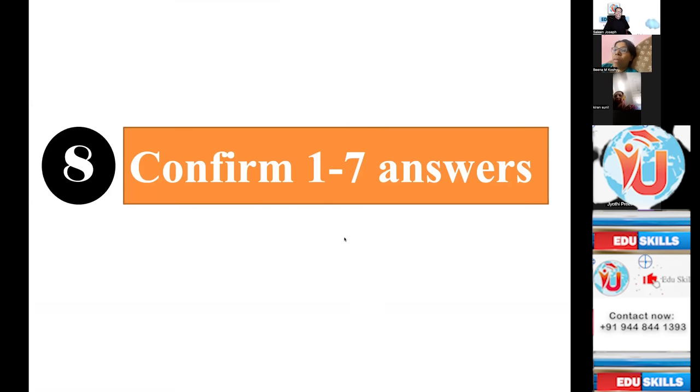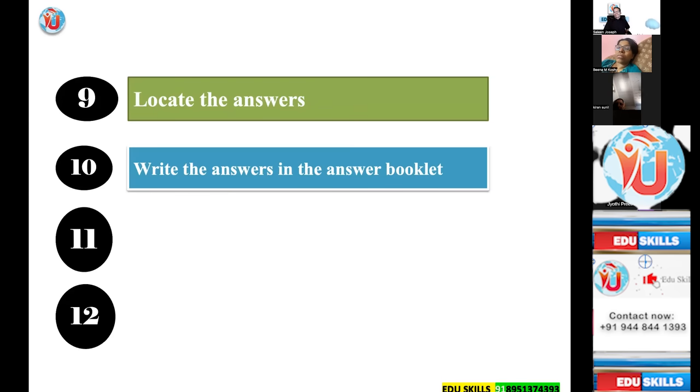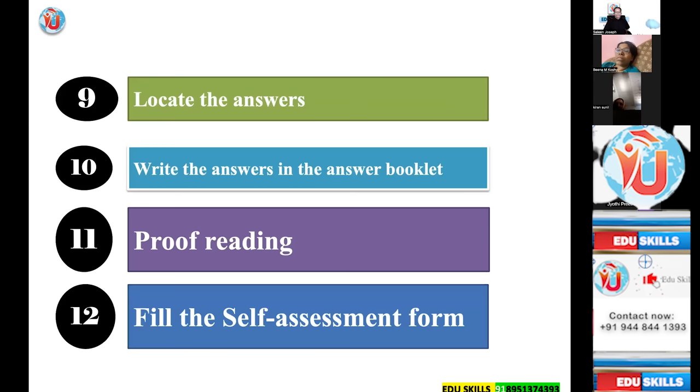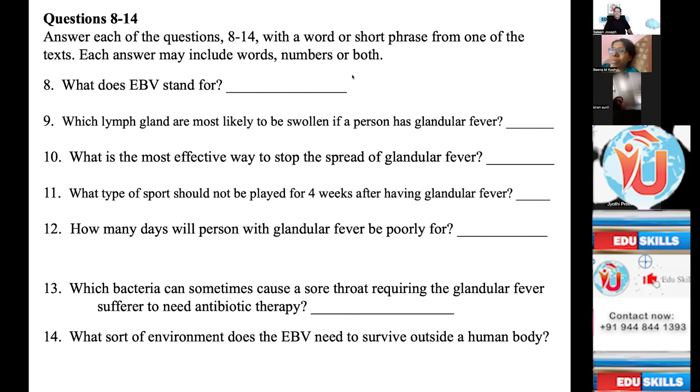Cool. Then 8th, confirm now answers 1 to 7 and match the text. Already you have confirmed, already you know those things, but I am giving it as a step. 9th step, locate the answers for 8 to 20. 10th step, write the answers in the answer booklet; the booklet will be given. 11th, proofreading, and 12th, fill the self-assessment form. Proofreading also involves checking the answer key and finding your score so that you can fill the self-assessment form. Now you see, locate the answers, so easy. 1 to 7, already we have done.